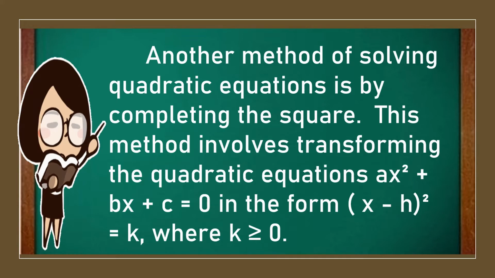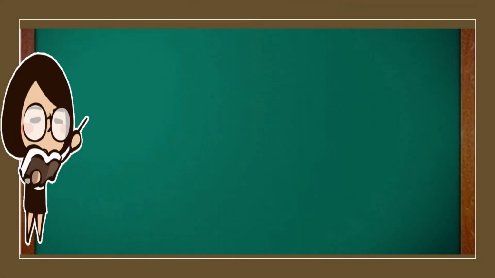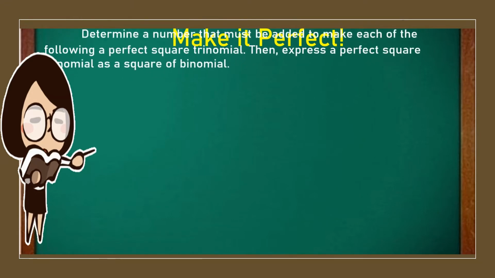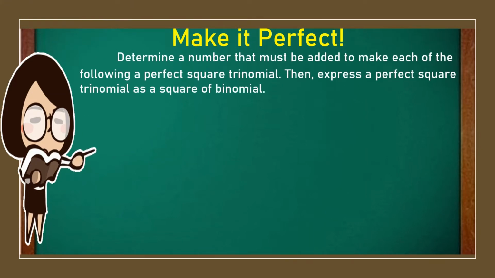This method involves transforming the quadratic equation ax squared plus bx plus c equals 0 in the form x minus h quantity squared is equal to k, where k is greater than or equal to 0. So let us make it perfect. Determine a number that must be added to make each of the following a perfect square trinomial. Then, express the perfect square trinomial as a square of binomial.